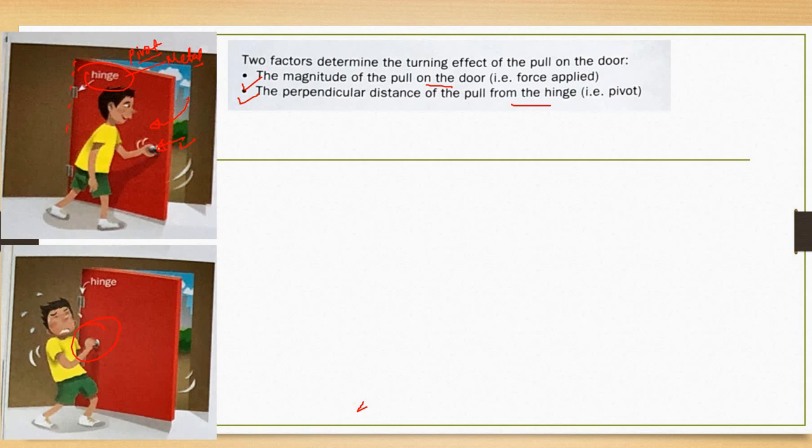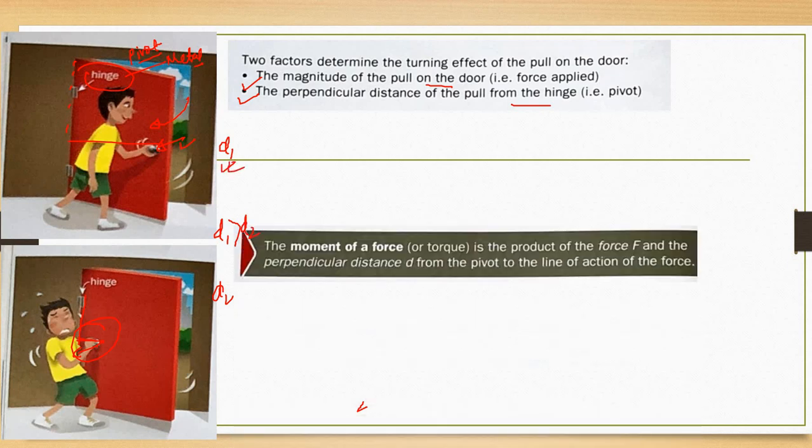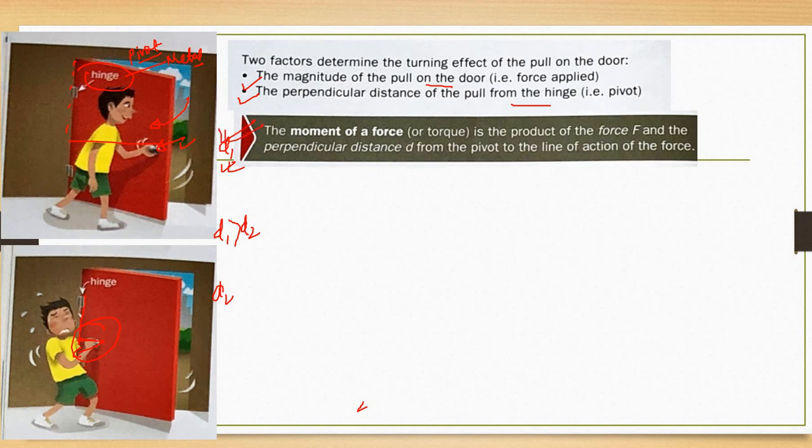So this is your pull, you are pulling in this direction, and this is the hinge. How much distance is there? As you can see here, if you compare the distances, d1 is more than d2. That's why it is easier to pull, and the turning effect will be more. So can I say that moment of force, also called torque, is the product of force and the perpendicular distance from the pivot point to the line of action of the force.